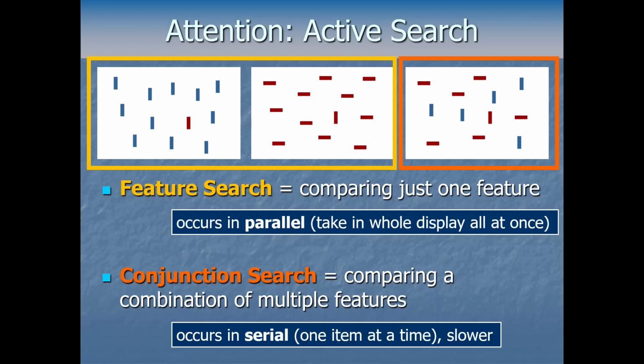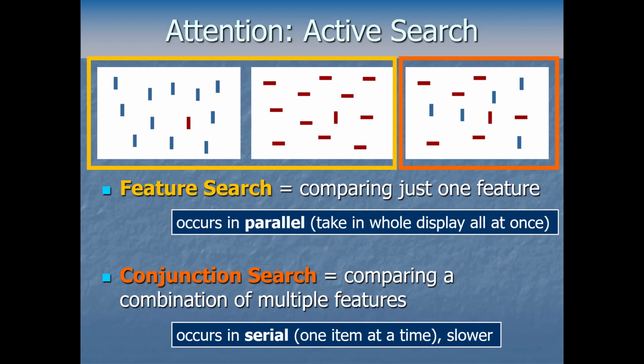So the reason feature search is so much faster is that we do the searching in a parallel manner, meaning we can search a ton of locations all at once without having to focus in and examine each individual item one at a time. We can sort of take in the whole display all at once. On the other hand, based on that slower reaction time that we're seeing that's kind of linearly related to the size of the display, we can assume a conjunction search is happening in a more serial manner.